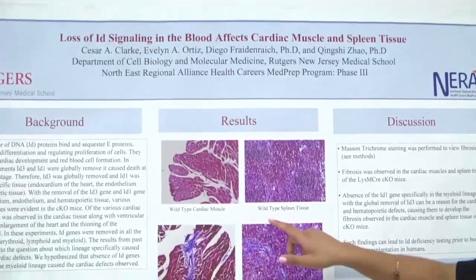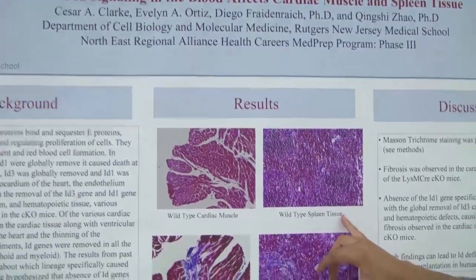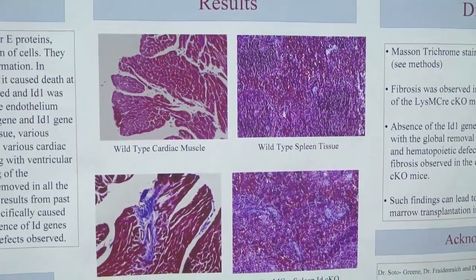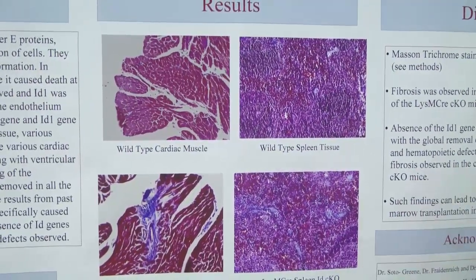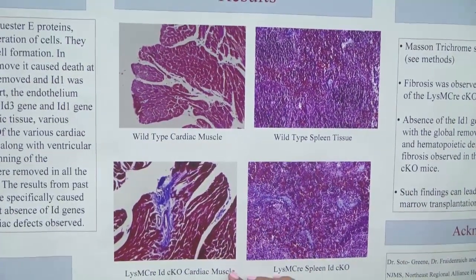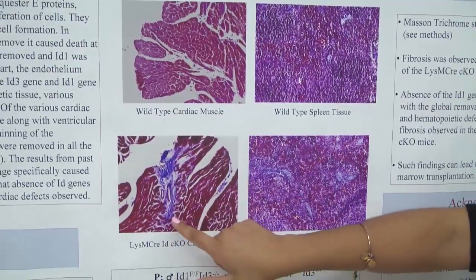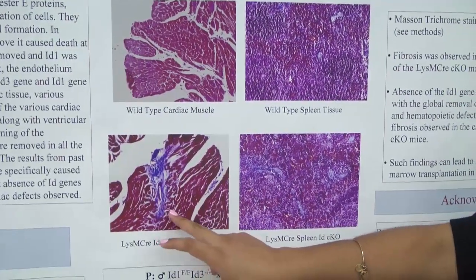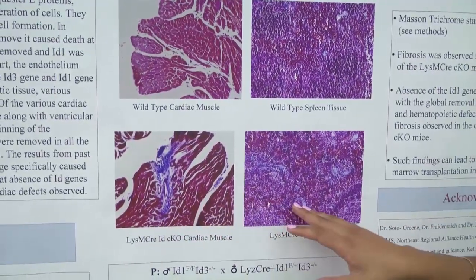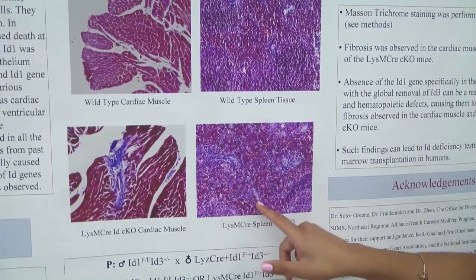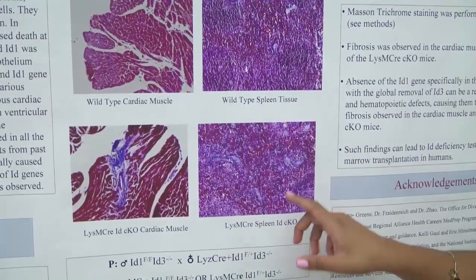We see the wild type cardiac muscle and the wild type spleen tissue. These are normal, but with the Masson trichrome staining, we see a deep purple or a deep blue present in the absence of the ID1 gene. Here we see the deep purple or deep blue representation of fibrosis, and also in this picture it's a little more difficult to see, but we see the blue here.